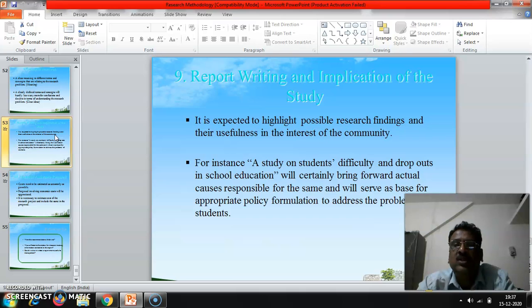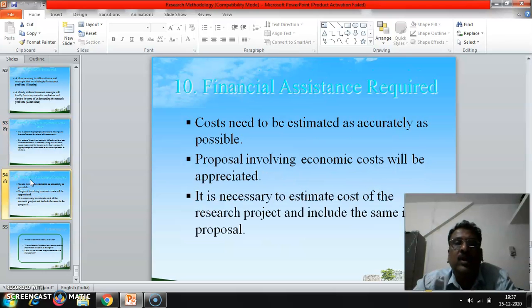That is, the dropout ratio in school education will be less. So these are all the problems we have to find, and we have to find the solution for them. Next, financial assistance required. For any conduct of research, we need financial assistance, either from our own source, or from the corporate world, or a loan from the government, or a scholarship provided by the central government or the state government.